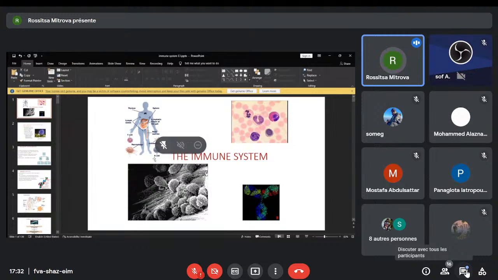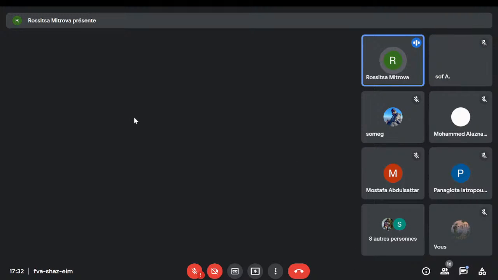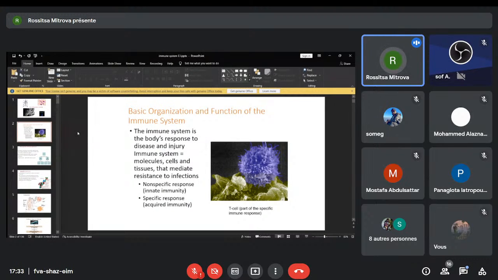Okay, we start the immune system. You know that this is the body's response to disease and injury, and it consists of molecules, cells, tissues that mediate the resistance to infections. And we have two responses: non-specific or innate immunity, and the specific response, which is called acquired immunity.